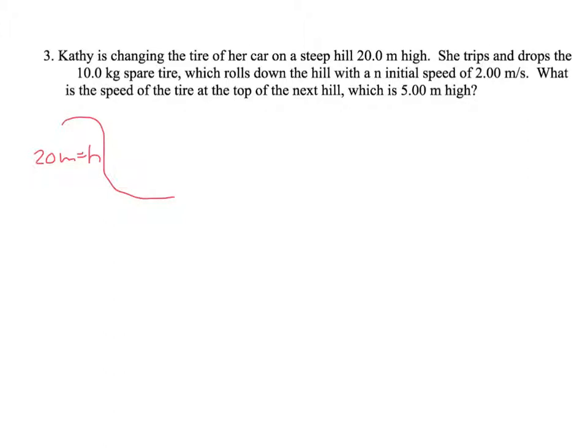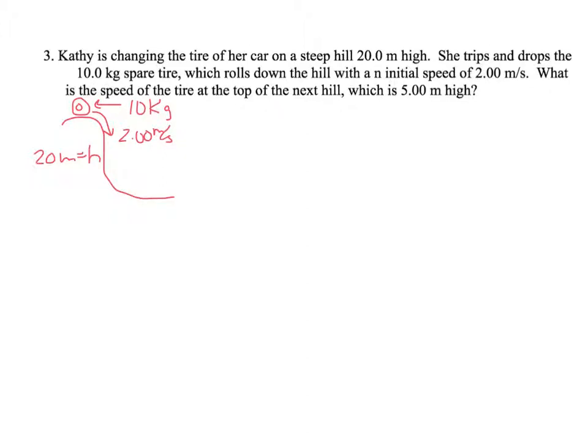She trips and drops her spare tire, which is 10 kilograms. So here's her tire. That is 10 kilograms. And it's going to roll down the hill with an initial speed of 2 meters per second. So 2 meters per second is the initial velocity of this tire.